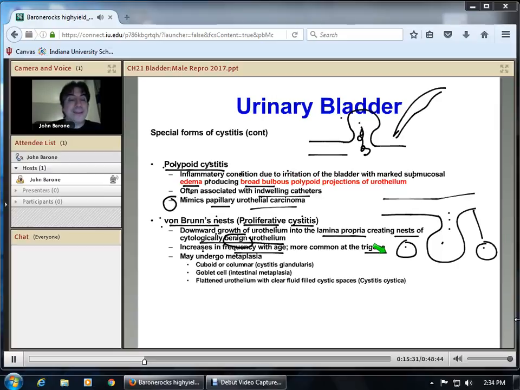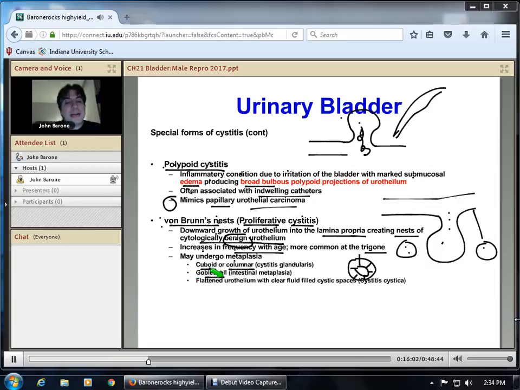Now, when it undergoes changes, when it gets metaplasia, it gets cool names. I thought von Brunn's nest was cool enough, but sometimes the epithelium will turn to cuboidal or columnar. Well, columnar is more like glands. So we'll call it cystitis glandularis when these nests start looking like columnar glands. So you start seeing these columnar cells lining it. Looks like glands. Again, they look benign. They're just metaplastic, turned to glands.